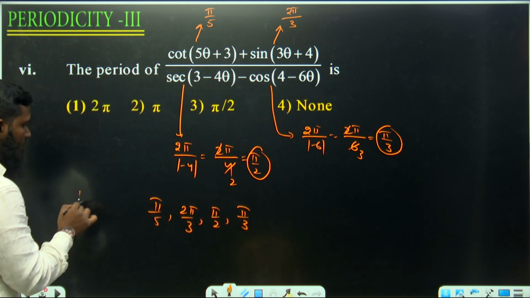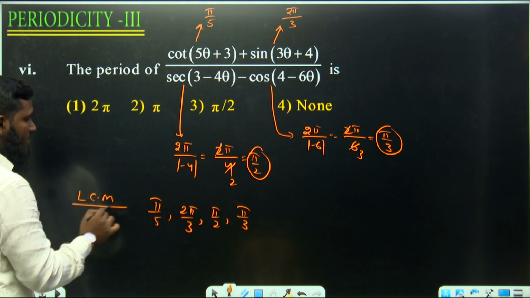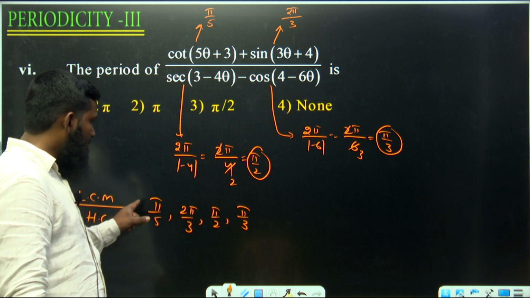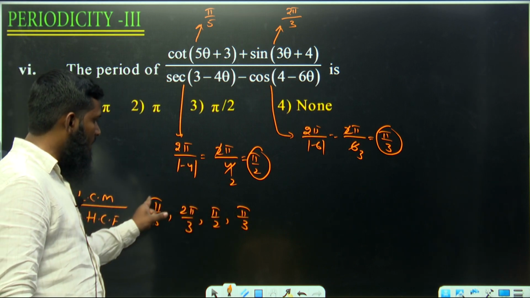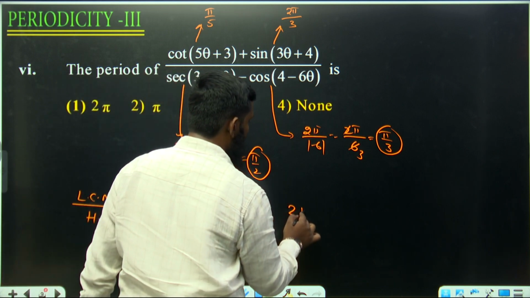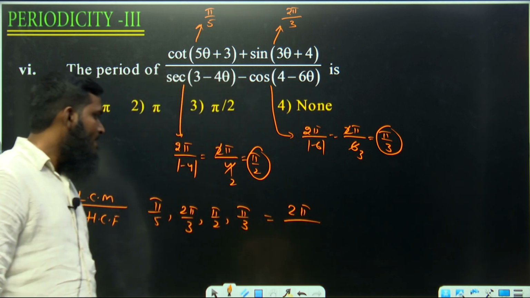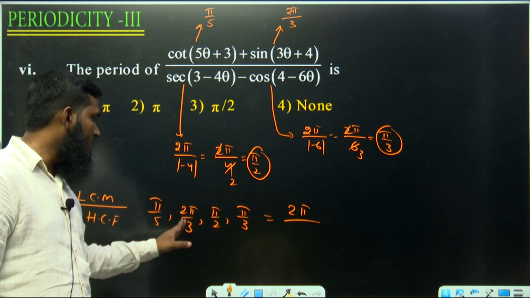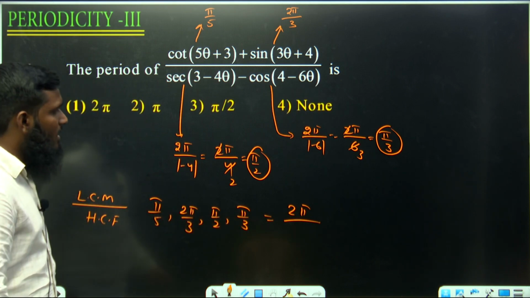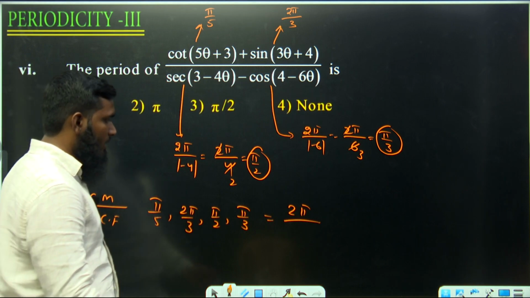Okay. So what do we have to do? In the numerator we have to take out the LCM, and in the denominator we have to take out the HCF. The numerators are 1, 1, 1, 2. What is the LCM of 1, 1, 1, 2? It is 2. So we write this part as 2 pi, divided by the denominators 2, 3, 3, 5. For 2, 3, 3, 5 we will get the HCF as 1 only.